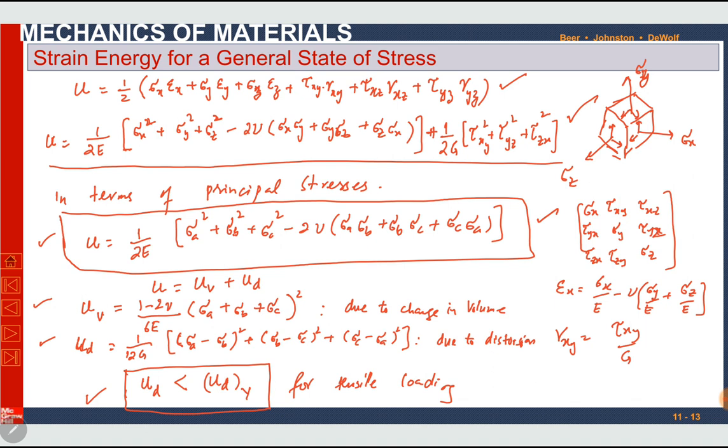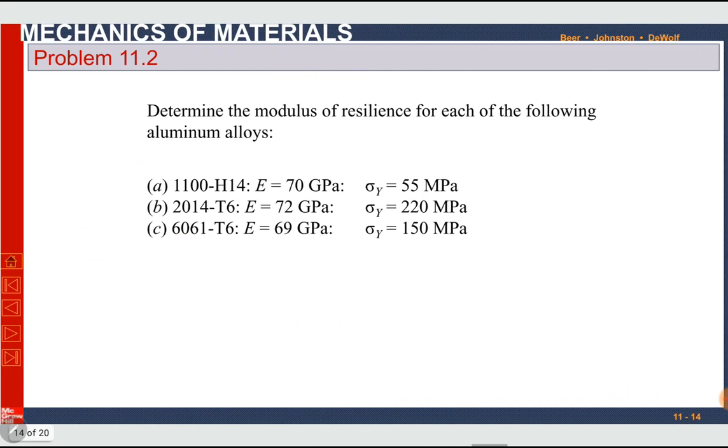It can be divided into strain energy due to change in volume, and strain energy due to distortion. So we will use this expression, the strain energy density in terms of principal stresses, or in terms of normal and shear stresses, in our numerical problems, if we find any numerical problem of this type. Or we can use this expression as well, the distortion strain energy, if we are given distortion strain energy in the numerical problem. So next we have to solve some numerical problems from the exercise.